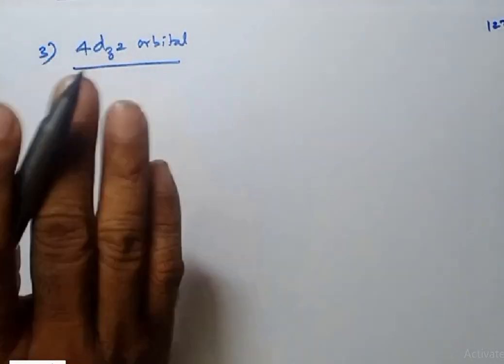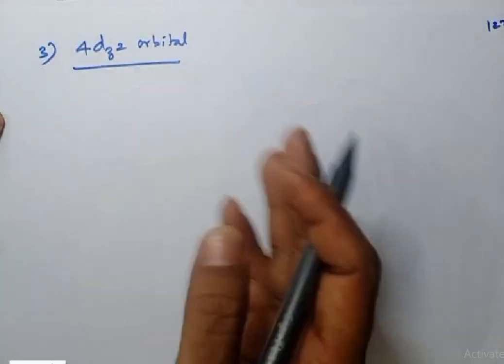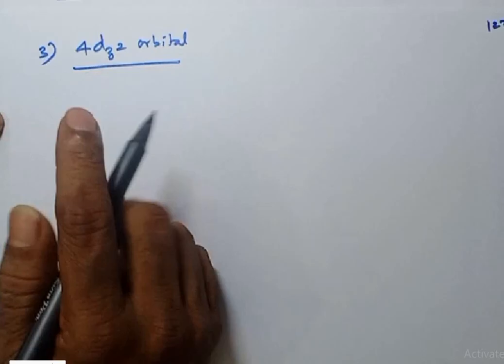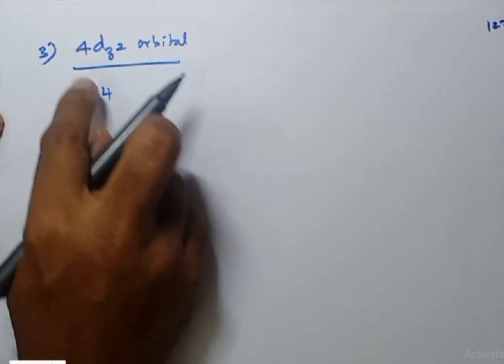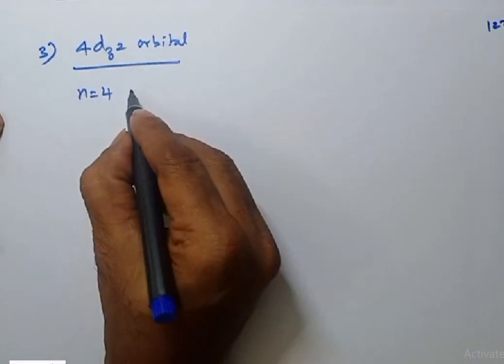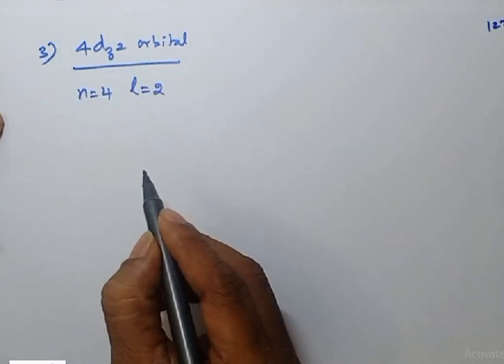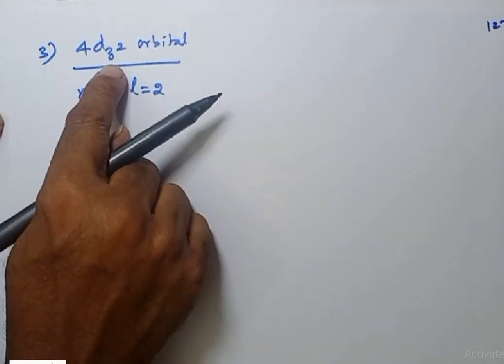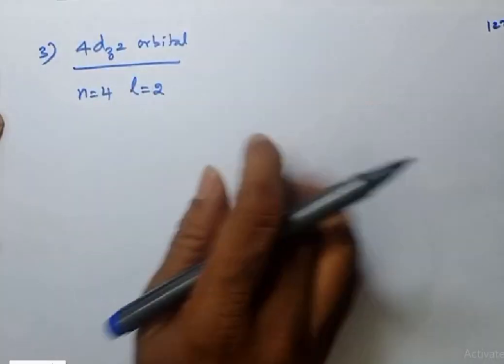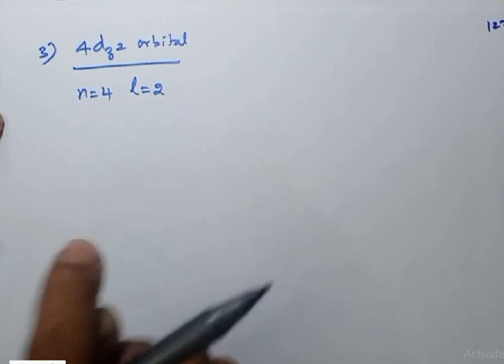I'm going to write only the radial part. For angular part, we'll discuss later. So what's the radial part? Listen, what's the n value? N value is 4. For d subshell, L value is 2. You know very well. I'm going to write only radial part, so don't worry about this z square and all. N equal to 4, L equal to 2.